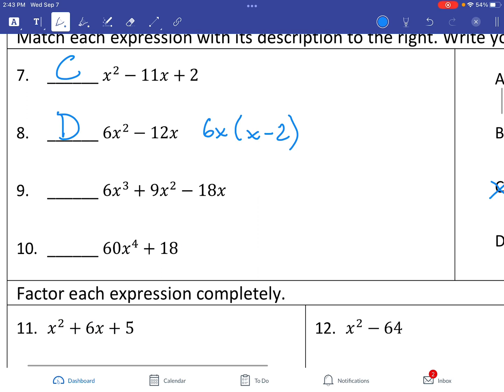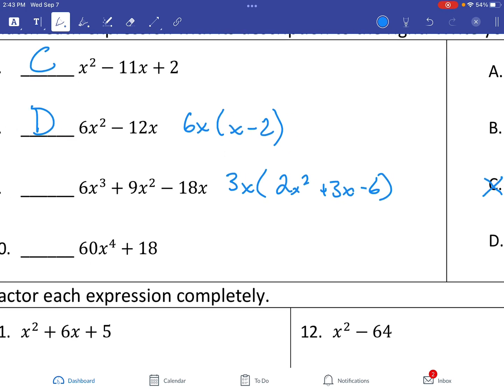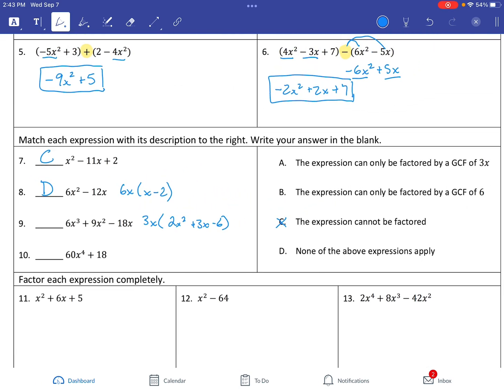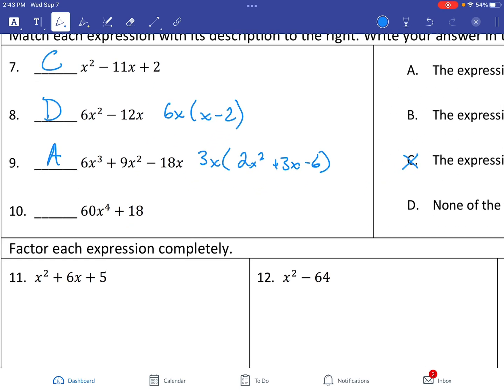And number 9. All right, we can take a 3x out of all these terms. We're left with 2x squared plus 3x minus 6. Again, looking at our answers, the expression can only be factored by greatest common factor of 3x. And that is the answer. And lastly, number 10, 60 and 18 share a 6. I'll be left with 10x to the 4th plus 3. And that would give me B.